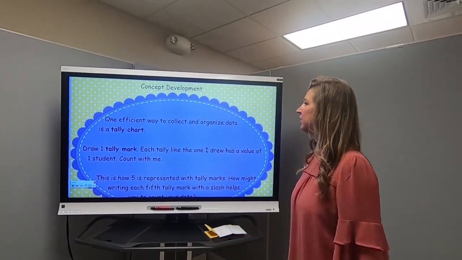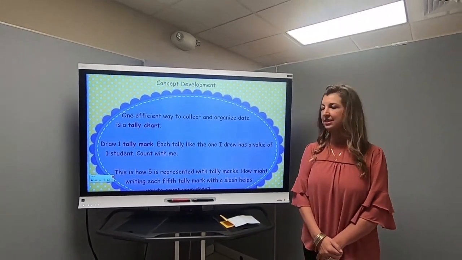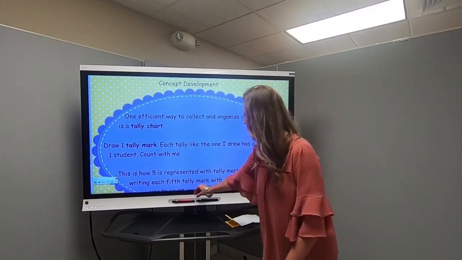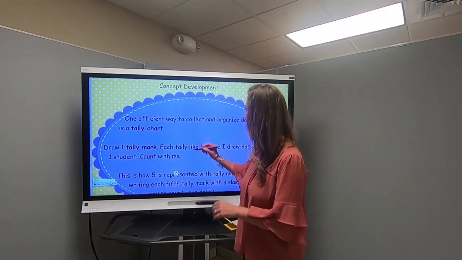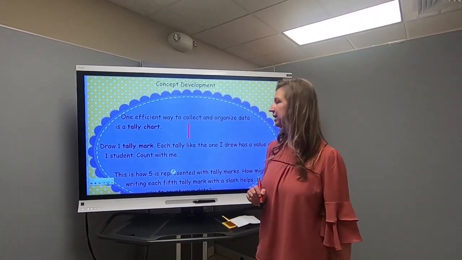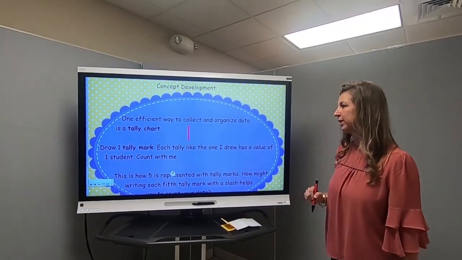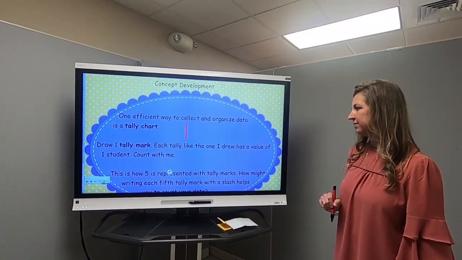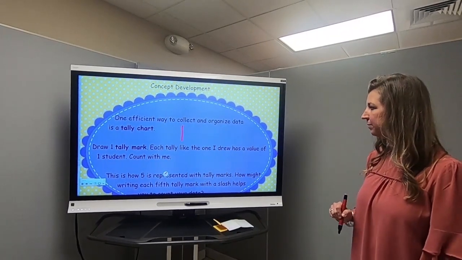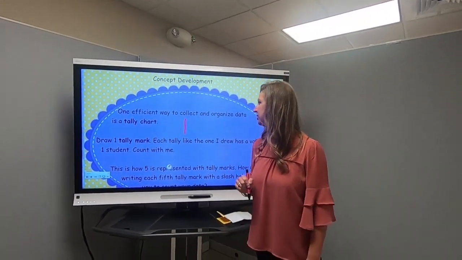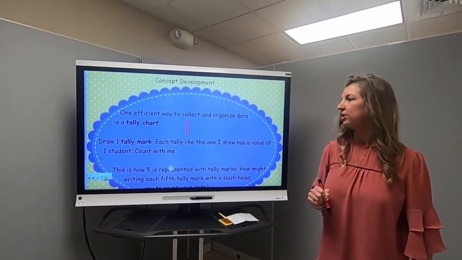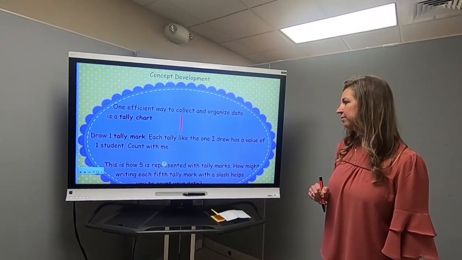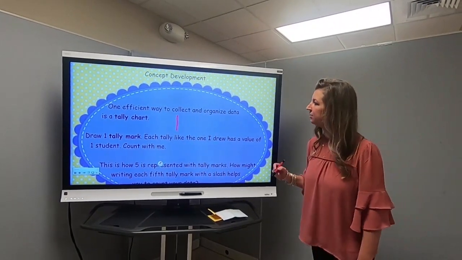Okay. One efficient way to collect and organize data is to use a tally chart. One tally mark looks like this. That's one line that represents 1 vote. Each tally, like the one I drew, has a value of 1 student, so count with me. 1. So the more tally marks I draw, the more students each one will represent. This is how 5 tally marks is represented.